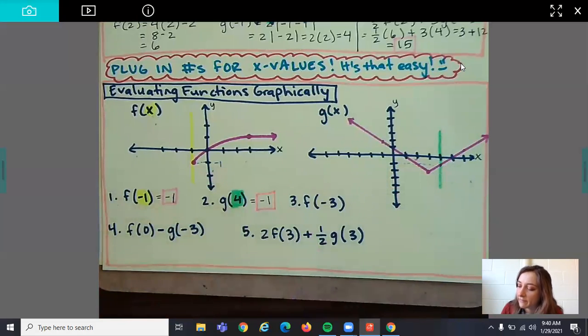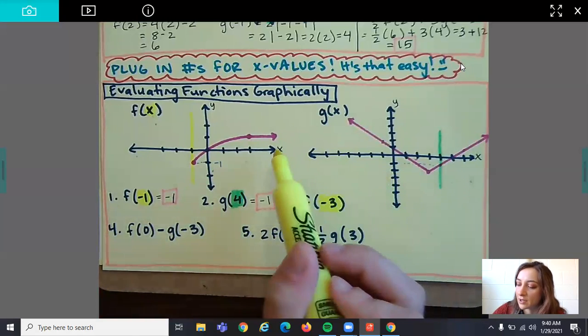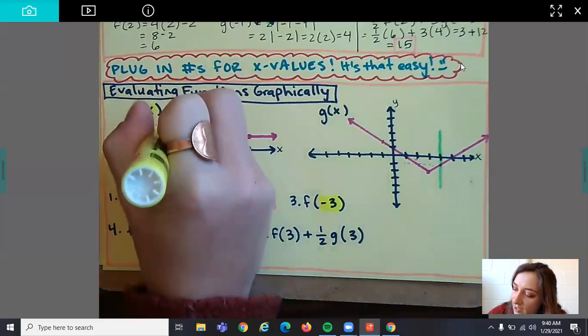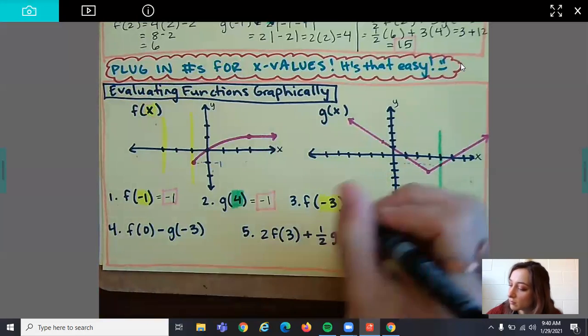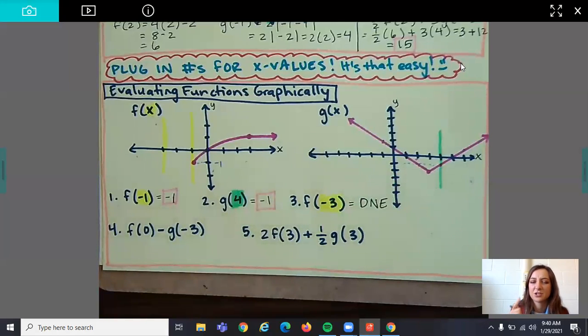All right, let's do f of -3. So I'm going to go to -3 on the x-axis. 1, 2, 3. Whenever I draw my line right there, notice it actually doesn't hit any values. What this means is that f of -3 actually just doesn't exist. So does not exist. Nice try, graph. You tried to get us, but it didn't work.